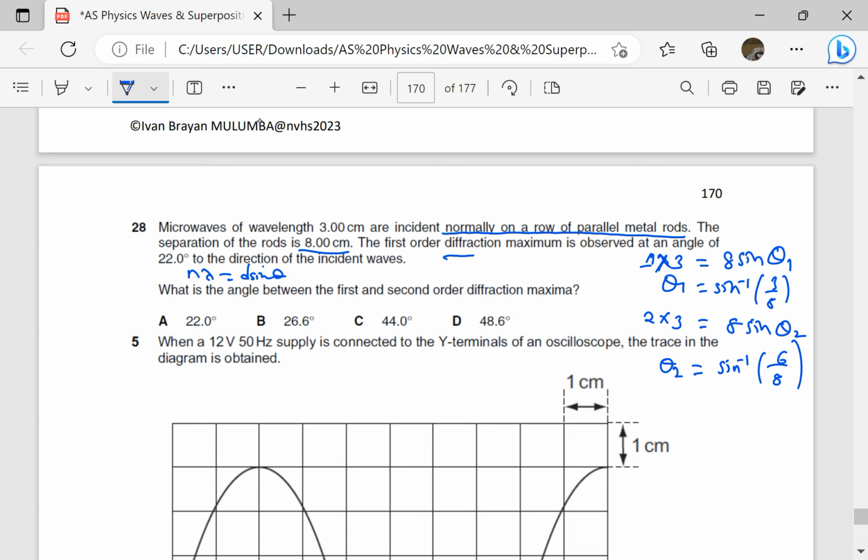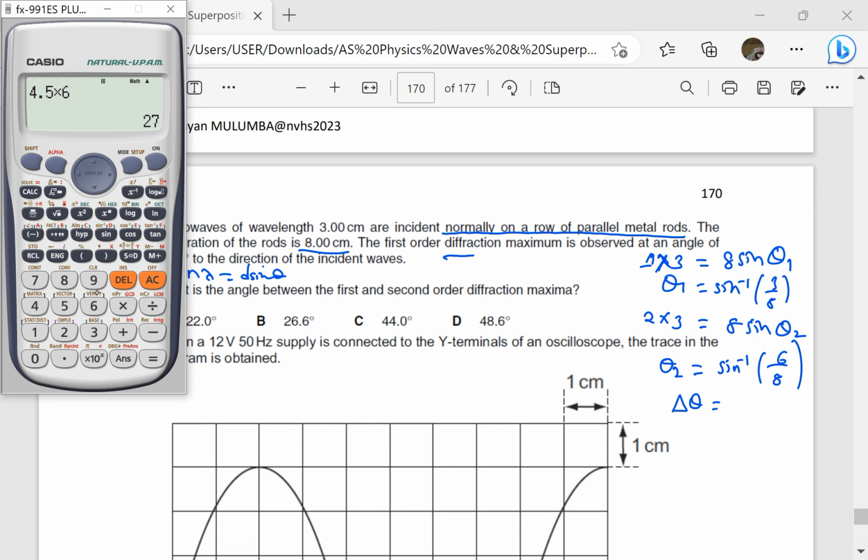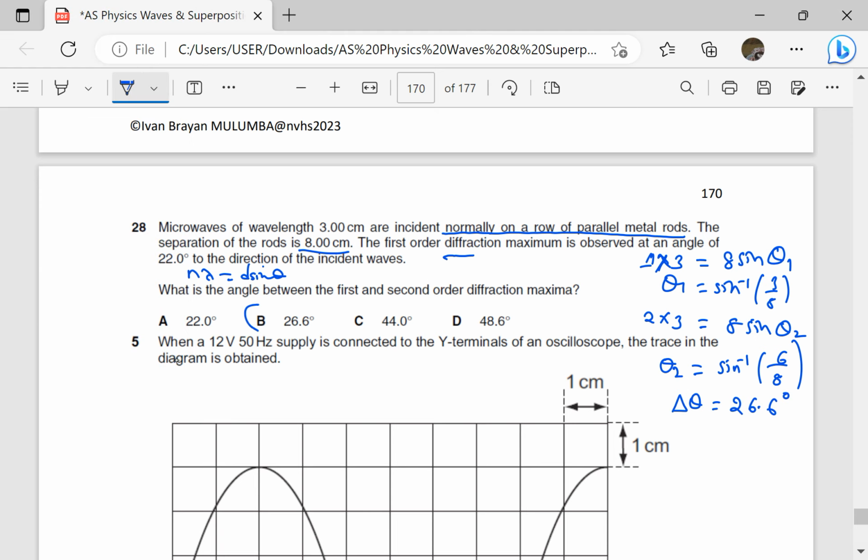So we can find the difference now. We shall just subtract the two to find the difference in the angle. So the difference is sine inverse of 6 divided by 8 minus sine inverse of 3 divided by 8. So that is giving us 26.6 degrees. So the difference is 26.6 degrees. So the answer is going to be B.